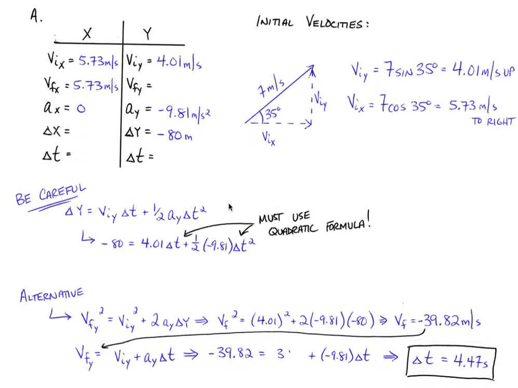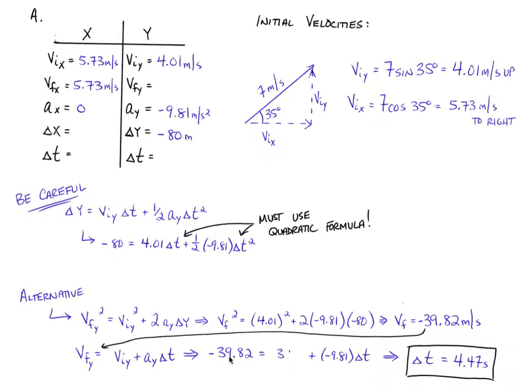A way to go around having to use the quadratic formula is to go back and find that missing variable, and that'll open up the other kinematic equations, which you can then use to much more easily find change in time. And that's what I've done here. I've used the equation for the final velocity squared, and I've set it equal to initial velocity squared plus 2a delta y. And when I plug in my known values, I wind up finding that the final velocity is negative 39.82. So now that I have this fourth variable, it opens up the equations I can use, and I just use this simple one right here.